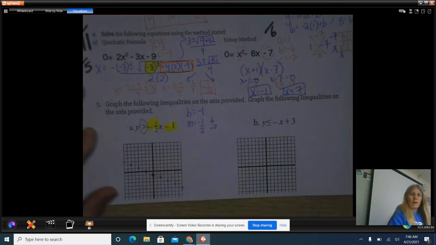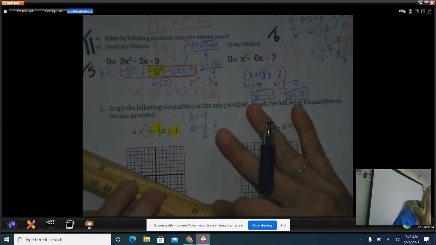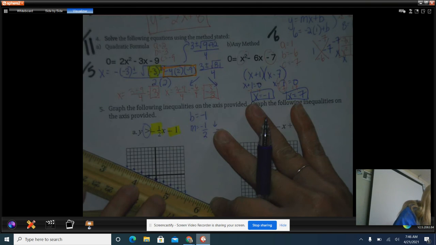I now analyze my inequality. It is a greater than, so that tells me it is going to be a dashed line.